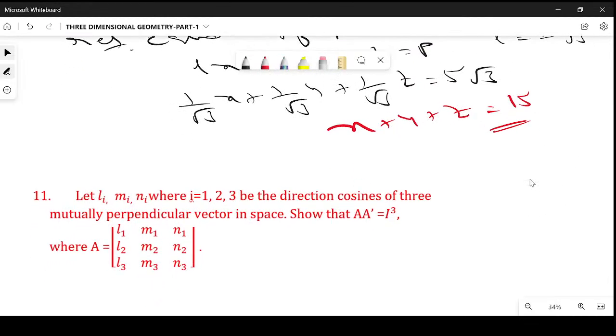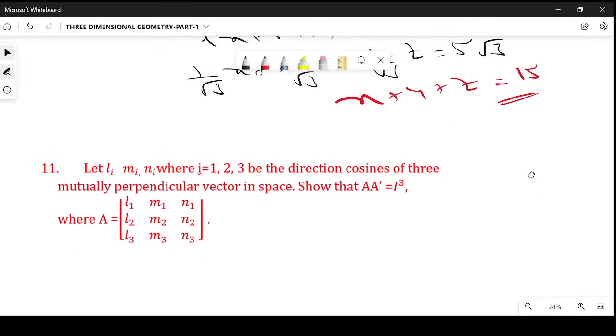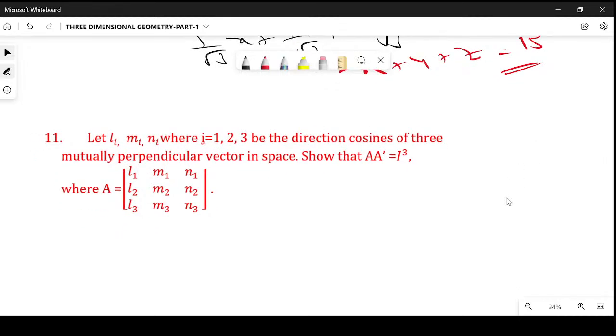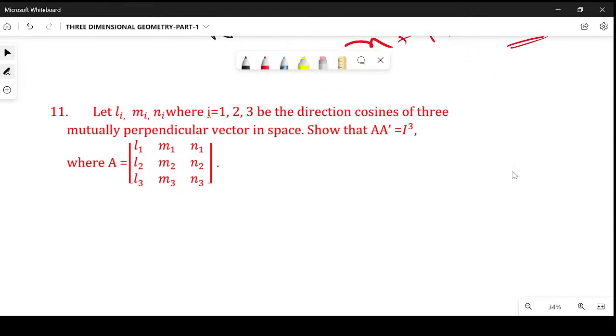Now the 11th one. Look at the 11th problem now. Let Li, Mi, Ni, where i is equal to 1, 2, 3, be the direction cosines of 3 mutually perpendicular vectors in space. Show that A into A transpose is equal to I3, they are saying here. A into A transpose.